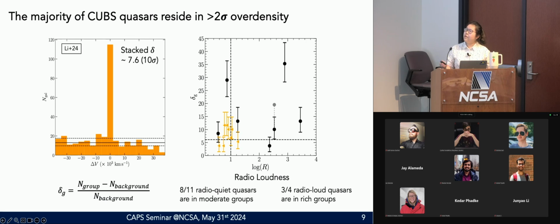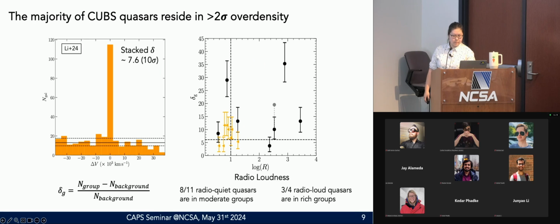Yeah, so if we look at the individual overdensity parameter for each of the quasars, you can see that most of the radio loud quasars live in pretty rich groups. Radio quiet quasars seem to have less overdensity, but still most of them live in above average overdensity.